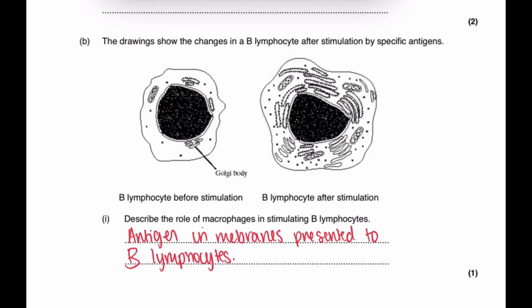B. The drawings show changes in B lymphocytes after stimulation by a specific antigen. Describe the role of the macrophages in stimulating B lymphocytes. What they do is antigens in the membranes are presented to the lymphocyte. This produces cytokines.